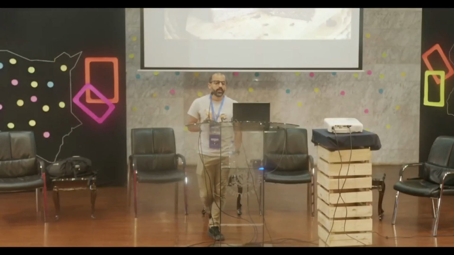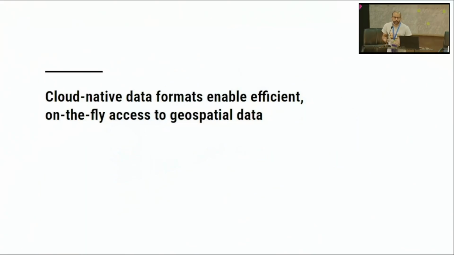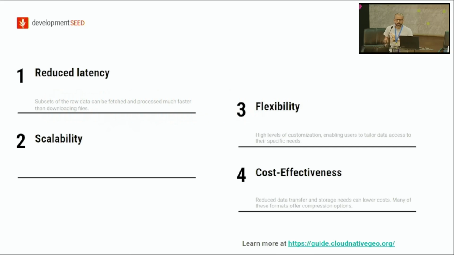You have a data set, a file with, let's say, the global OSM data, and when you load a specific city, you are not downloading the entire global data, but just that city's data. So those formats enable efficient on-the-fly access to geospatial data. It reduces latency as it gets only the part of the data that you need. You can get only some subsets of the data.